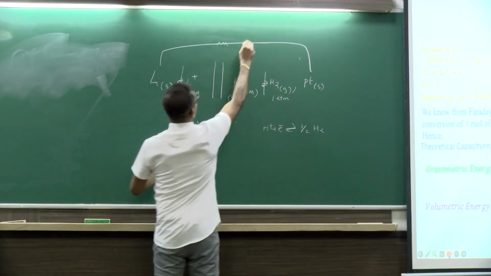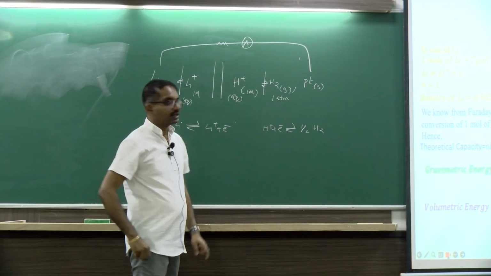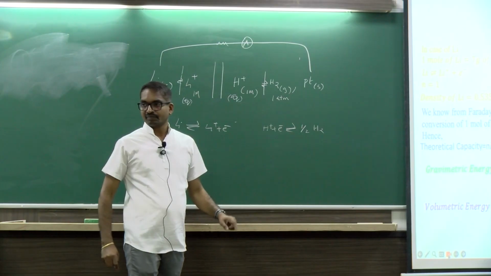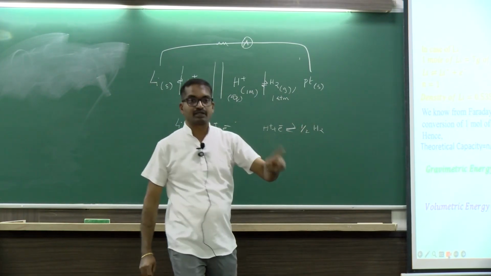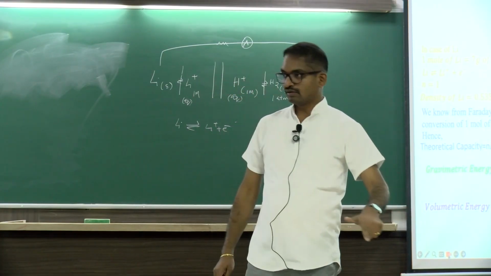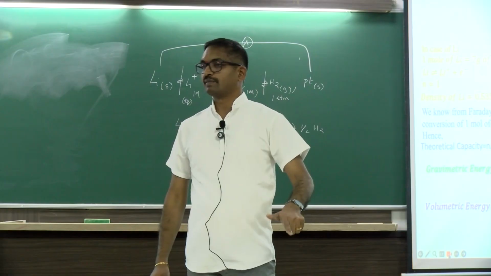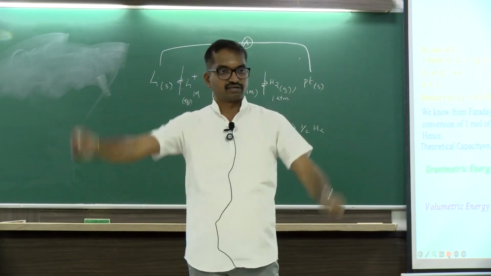If I put an ammeter in the circuit and I can look at whether there is a flow of electrons, if I see the ammeter showing some reading, it means the electric potential here and the electric potential here are not the same. Therefore, you see a flow of electrons depending upon which side the slope is. The gradient in which side, accordingly electrons will move.